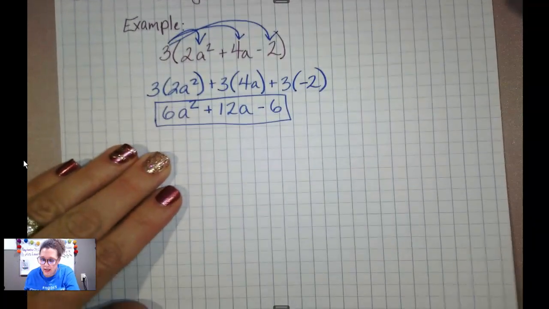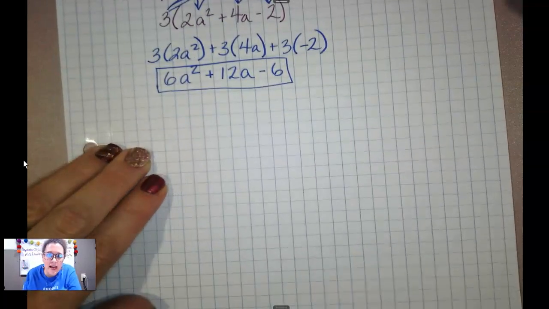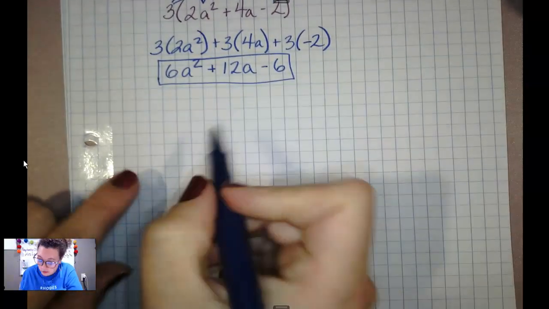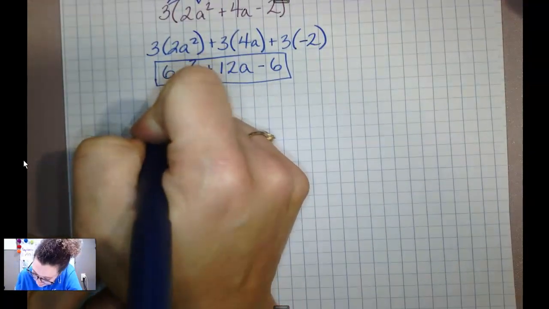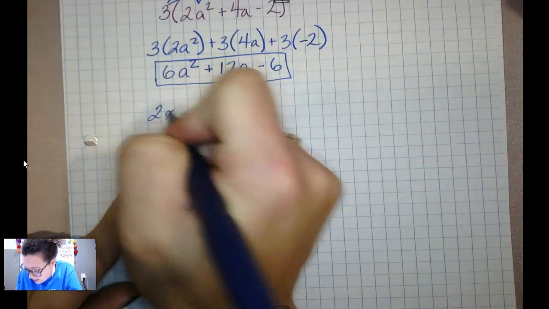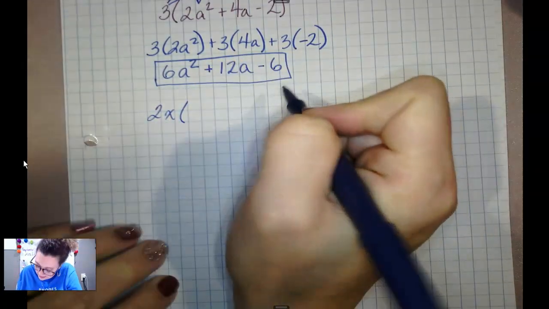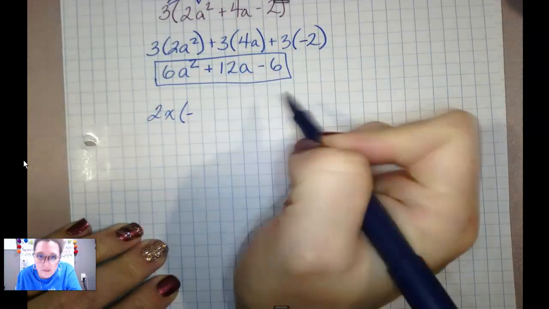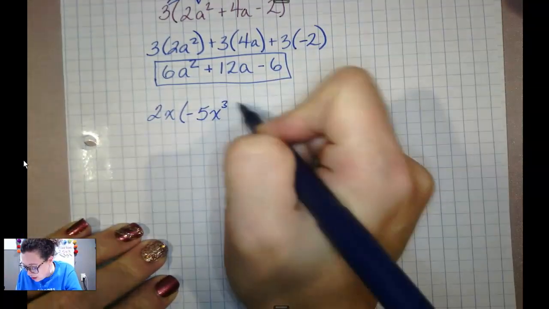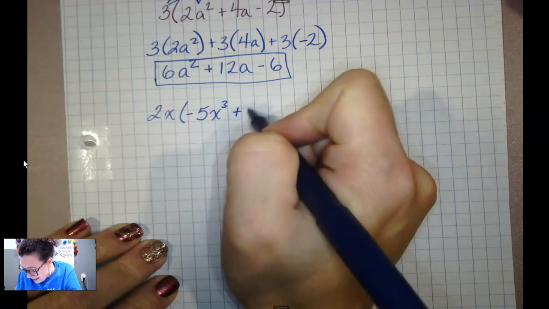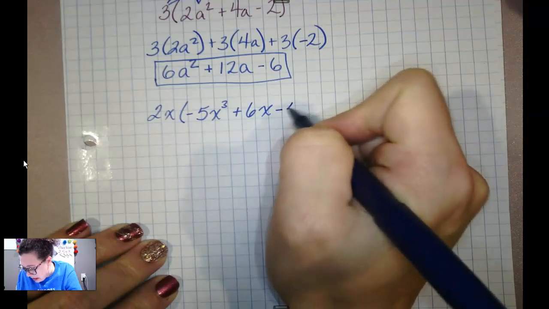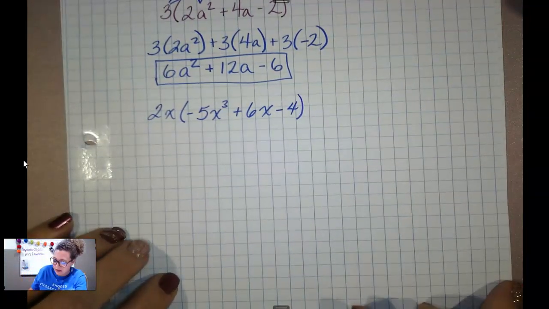Let's try another example. This time I'm going to throw on the outside of the parentheses a term that has a variable. I know, crazy, right? So we'll keep the coefficient simple. Let's say 2, and I'm going to use x. So 2x. And on the inside, let's say we have, oh, I love a good negative. So let's put negative 5x cubed plus 6x minus, I don't know, 4. Okay, I'm making this up as I go here, folks.